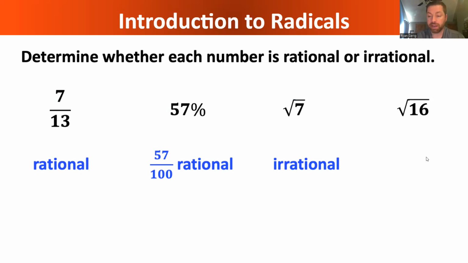Now, a lot of people think that every radical number is irrational. However, some of them simplify nicely. The square root of 16 is 4, or 4 over 1, which is a rational number. That's why you have to know how to simplify these radical numbers, which is what we're going to be doing this week.